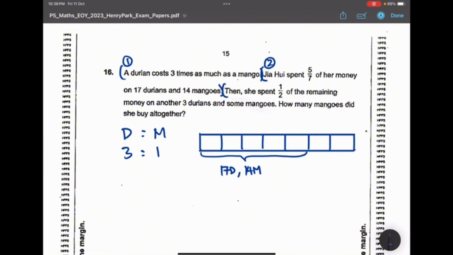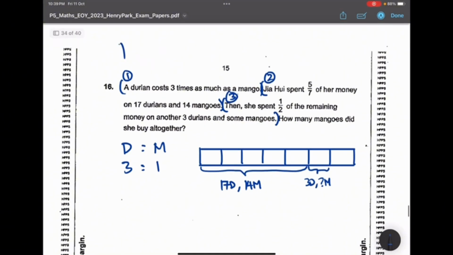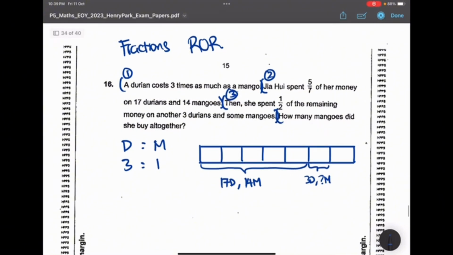Alright, now looking at sentence number 3. What does it say? Then she spent half of the remaining money on another 3 durians and some mangoes. This is 3 durians and some mangoes. We don't know how many mangoes, so I'm just going to put a question mark over there. Now let's look at the question. It says, how many mangoes did she buy altogether? Also, from this sentence, I can tell that this is a fractions remainder of remainder question.